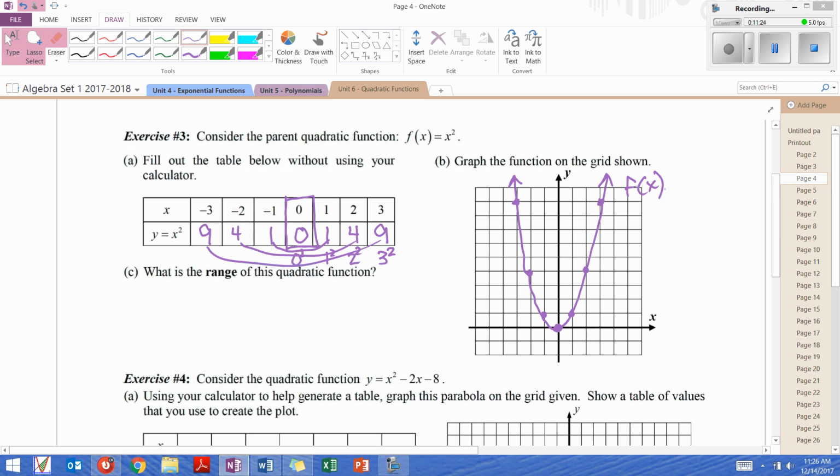Now the range. The range, remember, is the y values. So what do you notice about all the y values? Well, they don't go any lower than 0, but they go up all the way to infinity. So a way that I'll represent that is y is always going to be bigger than or equal to, well, what was the lowest point? 0.